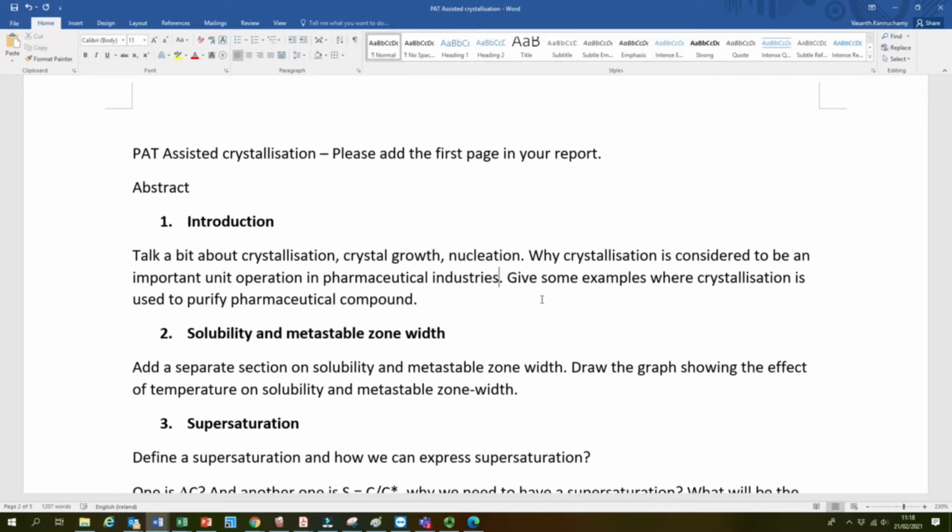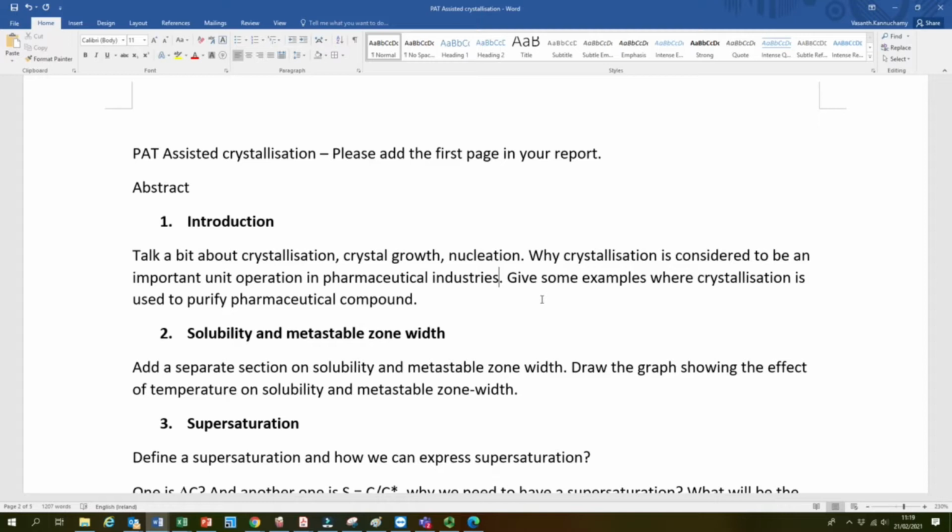And obviously the experiments are so easy to perform. It doesn't require highly skilled labor or a high level of expertise. If you know the basics of crystallization, and if you know solubility data, then anyone can do this experiment. It's very simple and straightforward.